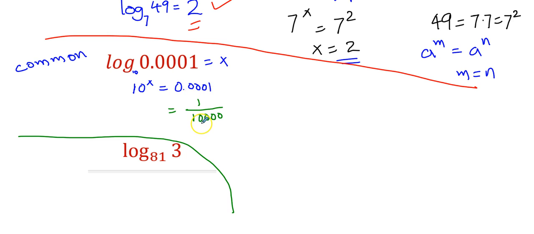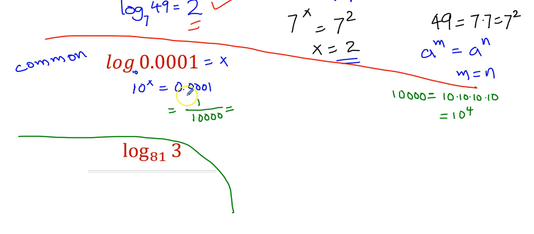So 1 over 10,000 we got. 1 over 10,000 is the same as 0.0001. Now rewriting 10,000 in exponential form, we see that 10,000 is 10 multiplied 4 times, one followed by 4 zeros, so 10 times 10 times 10 times 10, that is 10 to the power of 4.